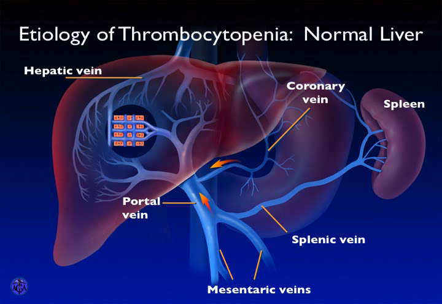This next slide illustrates the connections between the liver and the spleen and the portal vein in a normal patient. Blood from the intestines goes up the portal vein, goes through the liver, which is a low-pressure system, and on to the vena cava. Blood from the spleen enters into the portal vein as well.